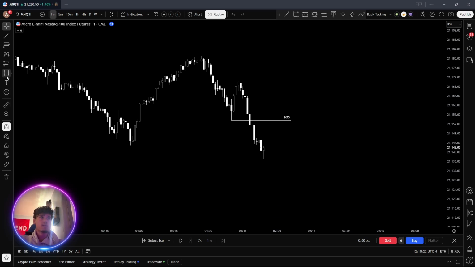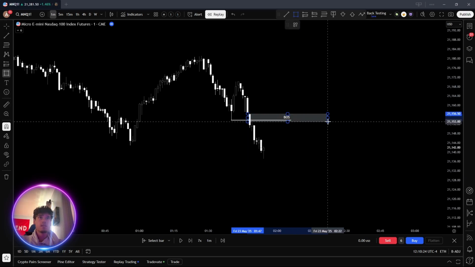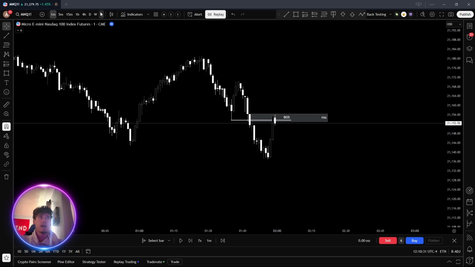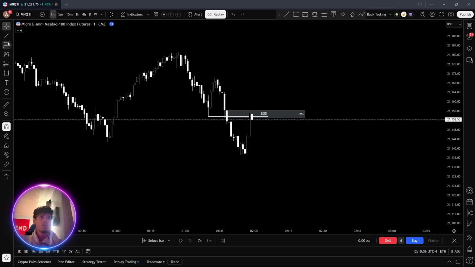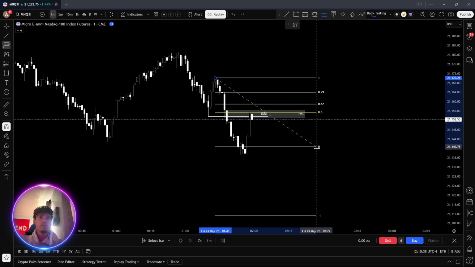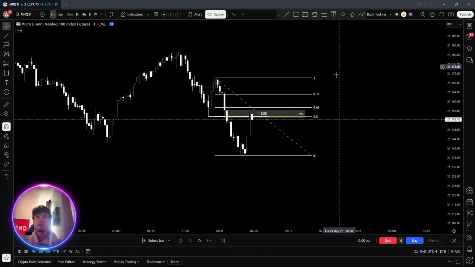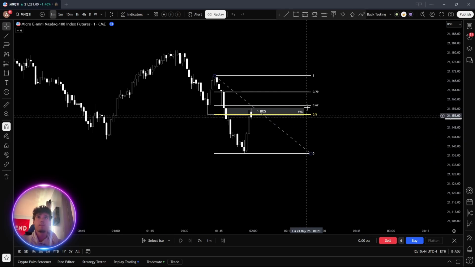Now we would want to see a retest into this fair value gap. We don't want to see an inversion. We just want to see a retest, a little tap in. This would be on our 1 minute time frame. We can also see that it came right to discount, to our 0.5, which is very beautiful on our Fibonacci.